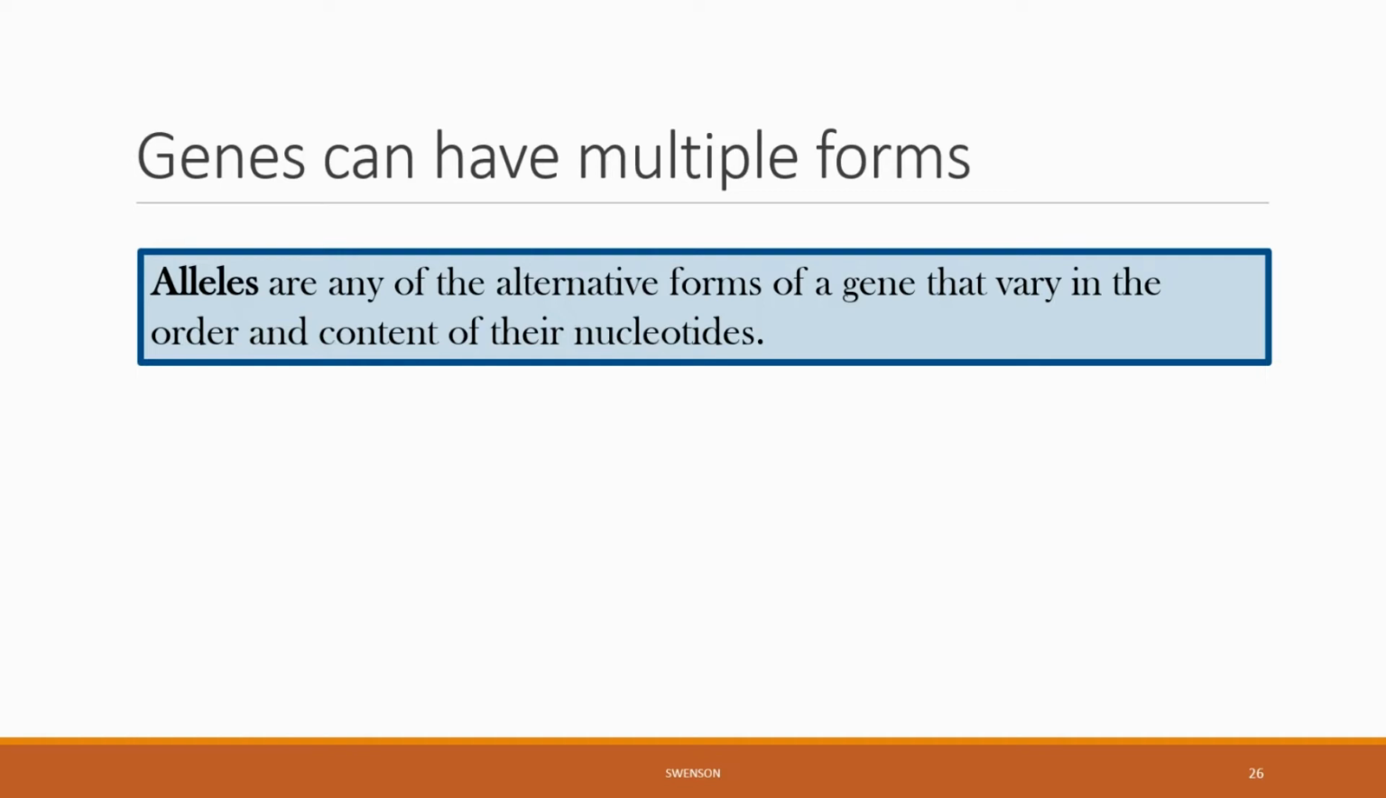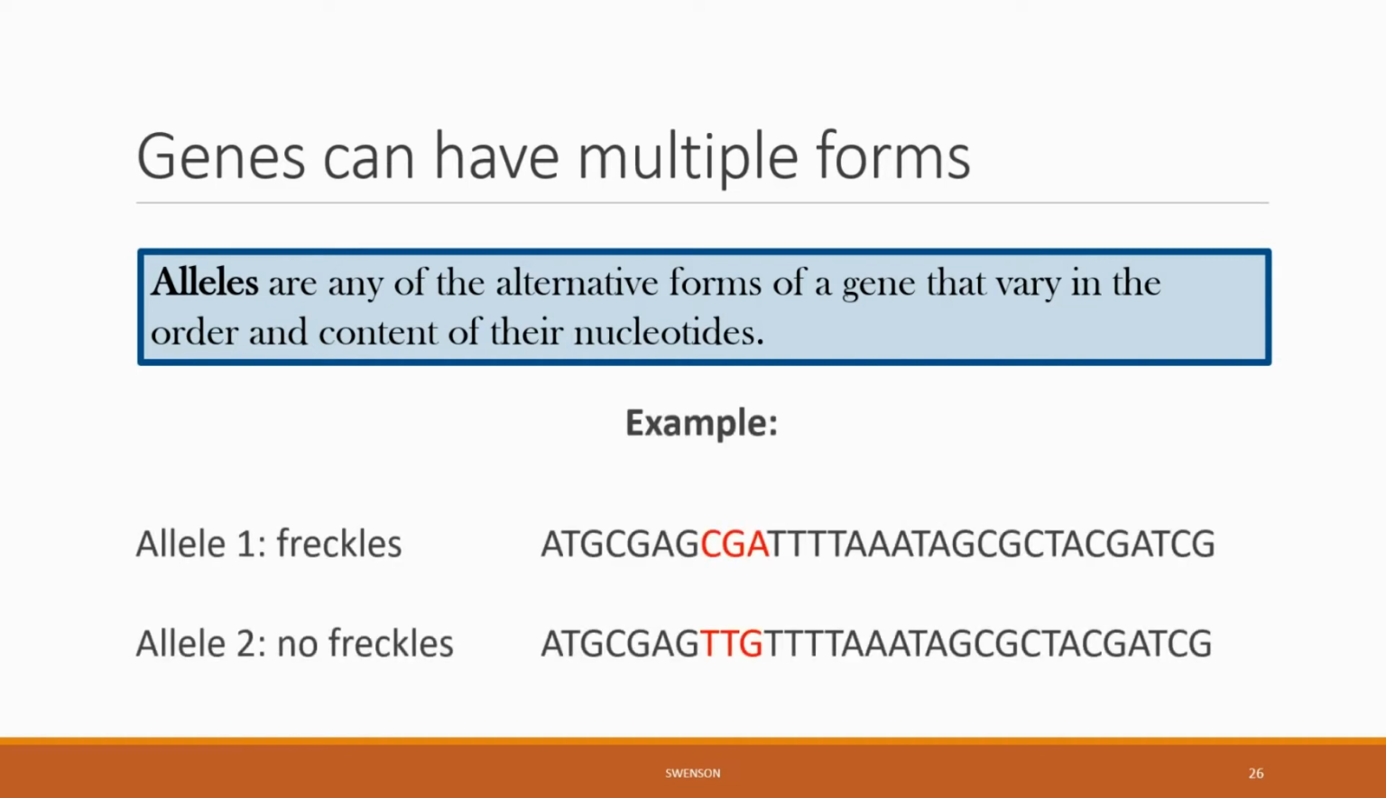Genes can have variations in them, just like how there may be different recipes for chocolate cookies. These variations are called alleles. Alleles are any of the alternative forms of a gene that vary in the order and content of their nucleotides. As an example, we can see that a change in the genetic sequence of this gene, containing cytosine, guanine, and adenine in red, can lead to the trait of freckles on an individual's skin, while if in the same place thymine and guanine exist, then there are no freckles. So that would be the first allele and the second allele of that gene.